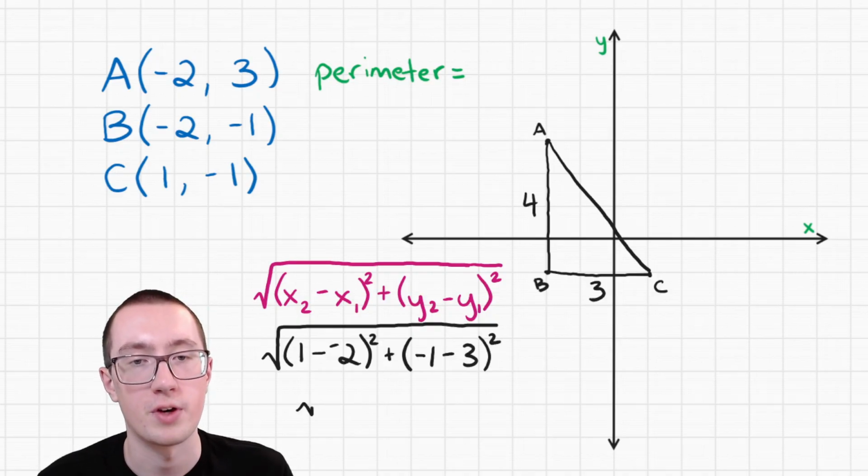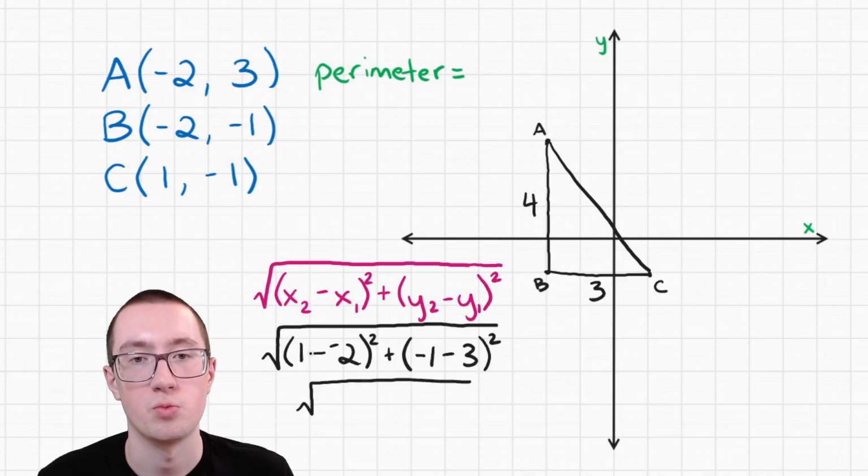So let's just go ahead and simplify this down even more. So here we have 1 minus minus 2. Well, 2 minuses make a positive, so this is just 1 plus 2, which is 3. And there's a squared here, so it's 3 squared. And then that's going to be plus -1 minus 3.